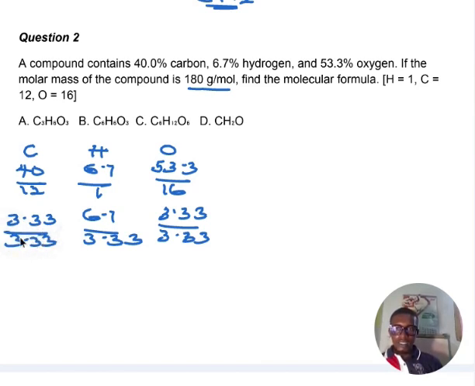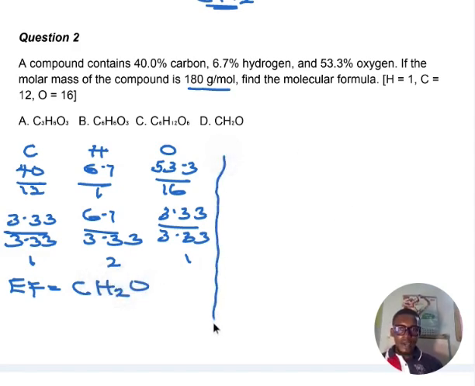So divide: this will give you 1, this will give you 2, this will give you 1. So our empirical formula, EF, becomes C1, we don't write 1 in chemistry, H2 and O1. Now, having gotten the empirical formula, you use it to get the molecular formula. Now, there is this equation which I'm going to write. So it is empirical formula in brackets N is equal to the molar mass you were given, which is 180.